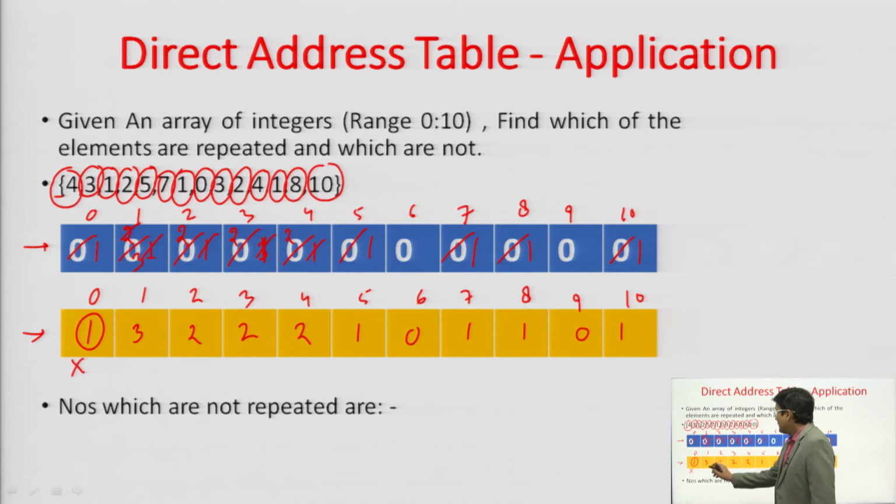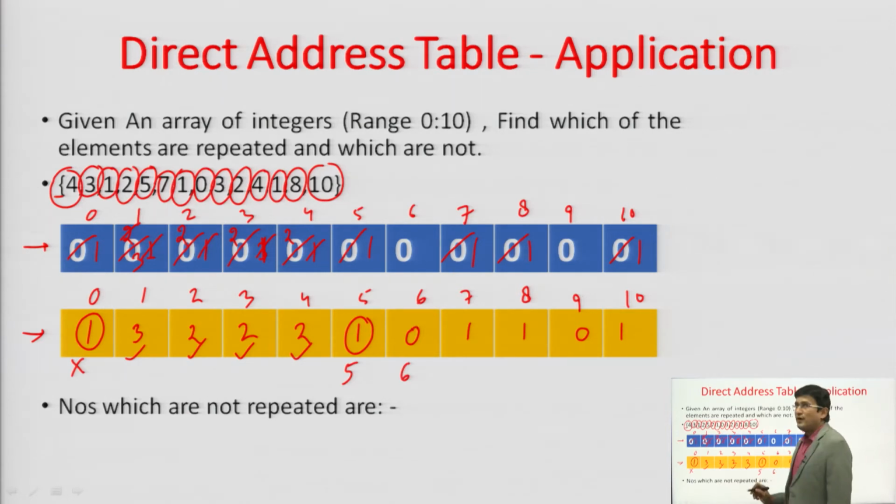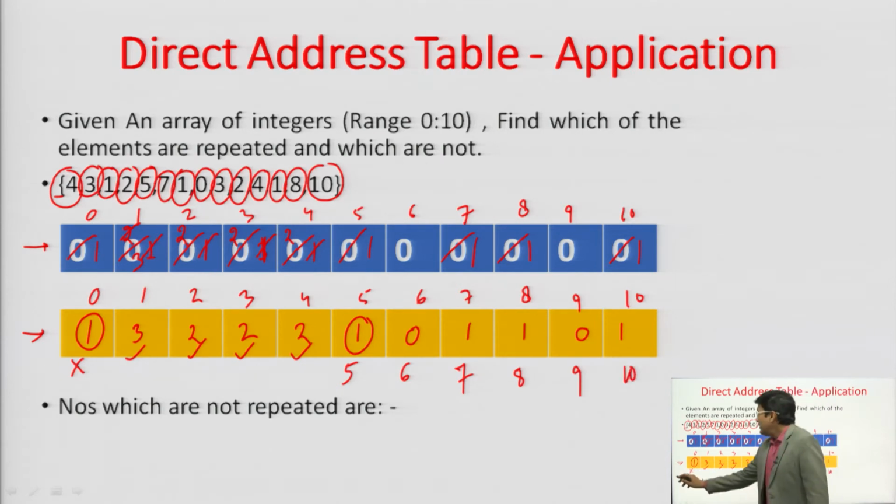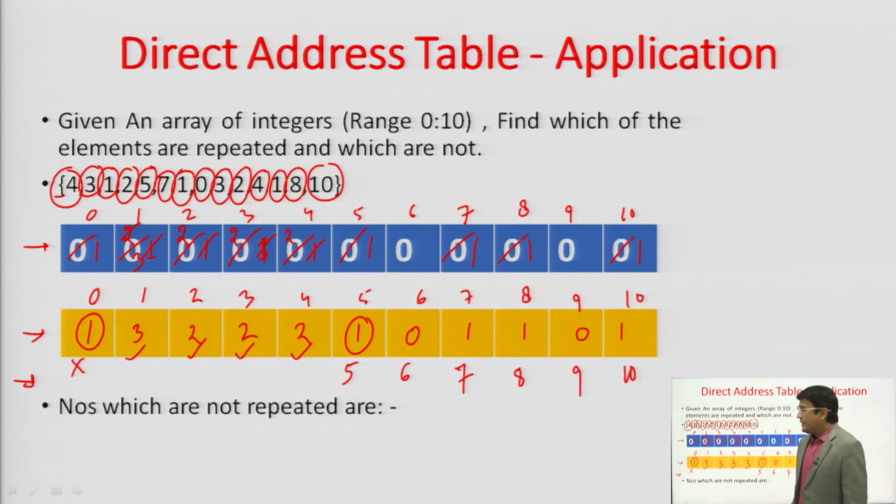Similarly, for this entry, this is 3, the number is repeated, 2 is repeated, 2 is repeated, 2 is repeated, 1. So 5 is the number which has not got repeated. Similarly, 6 is the number which has not got repeated because the value here is 0. So 7 is also not repeated, 8 is also not repeated, 9 is also not repeated, 10 is also not repeated. So this way, by referring to this direct address table, by making direct changes to the direct address table, you are able to find out which of the numbers are repeated and which of the numbers are not repeated.